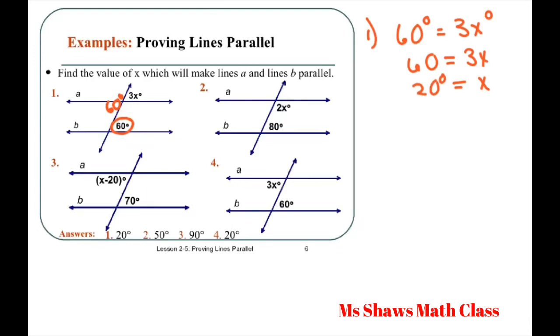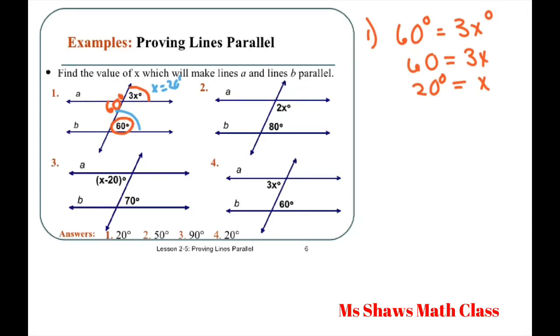All right, so these are in the same corner. These are corresponding angles. They're on the same side, on the same corner. So x here would equal 20. All right. Now this one, let's look at number 2. Number 2 is a little different.